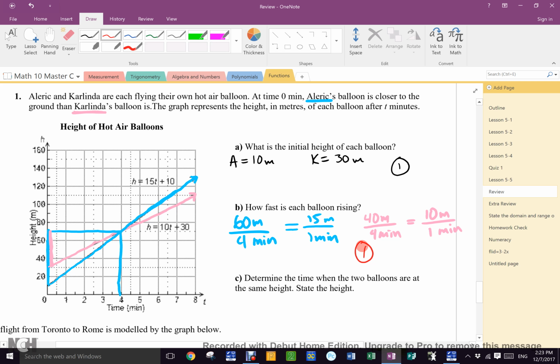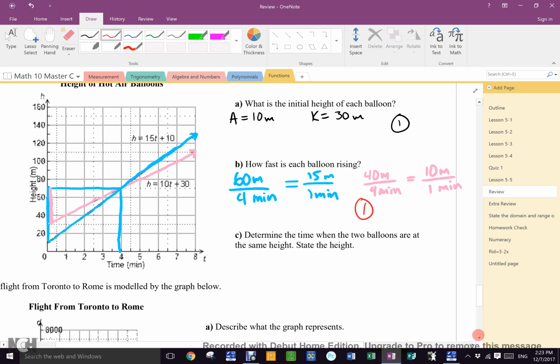Is everybody okay? All right. Now, when are they at the same height? 4 minutes for a half mark. What is that height? 70 meters for a half mark. Can everybody read a graph?